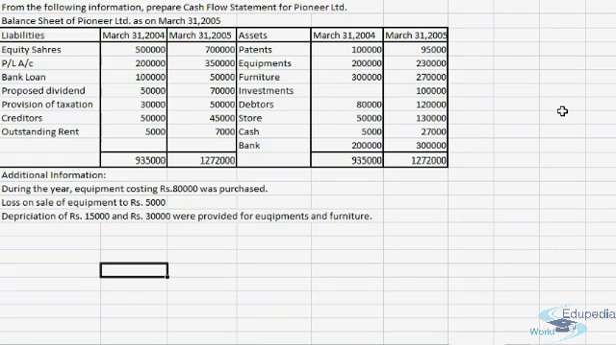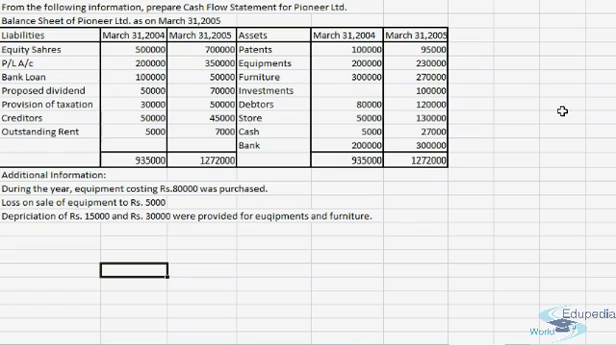In this session we'll discuss the preparation of a cash flow statement. Now you must be aware that a cash flow statement contains three parts. First we have to calculate the cash flow from operating activity, then cash flow from investing activity, and finally the cash flow from financing activity.